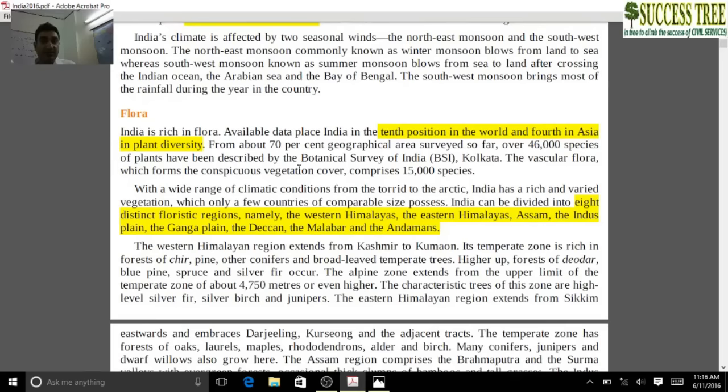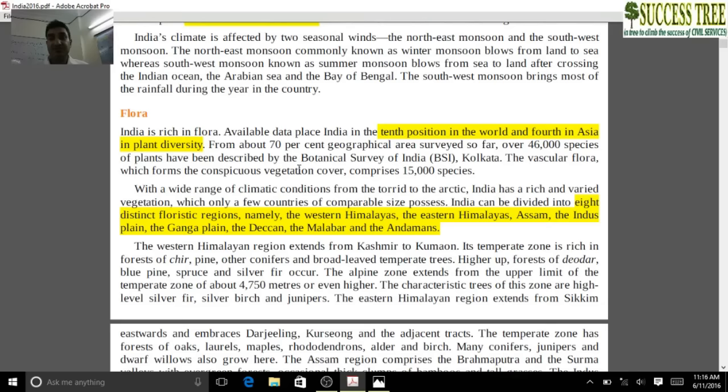Now come to next, flora. So India is ranked 10th position in the world and 4th in Asia in plant diversity. Now the next paragraph talks about 8 distinct floristic regions. So what are the 8 distinct floristic regions?